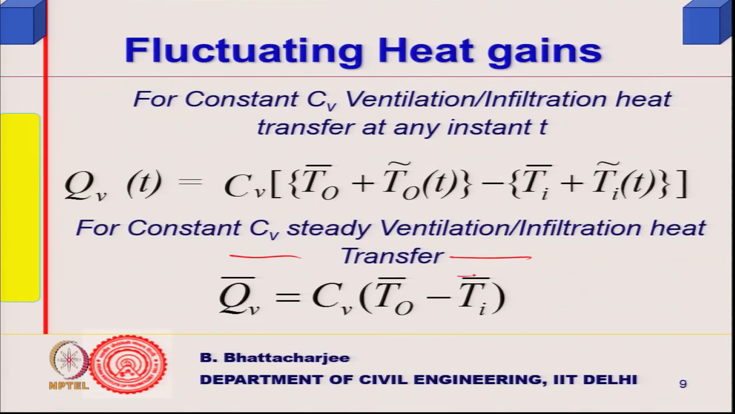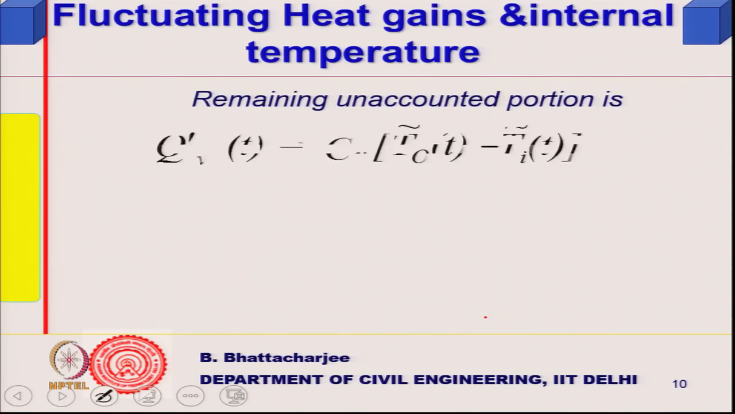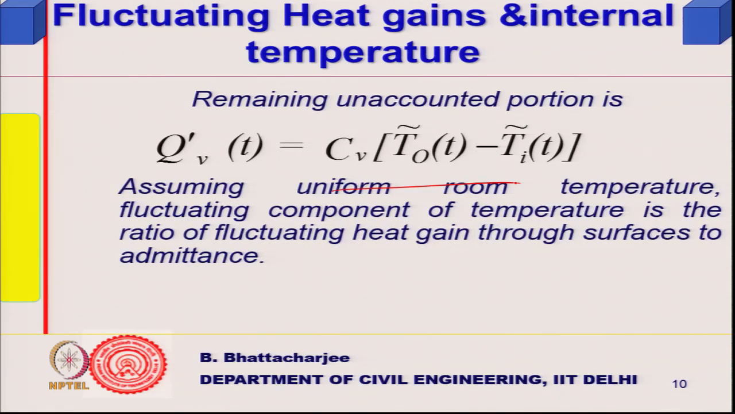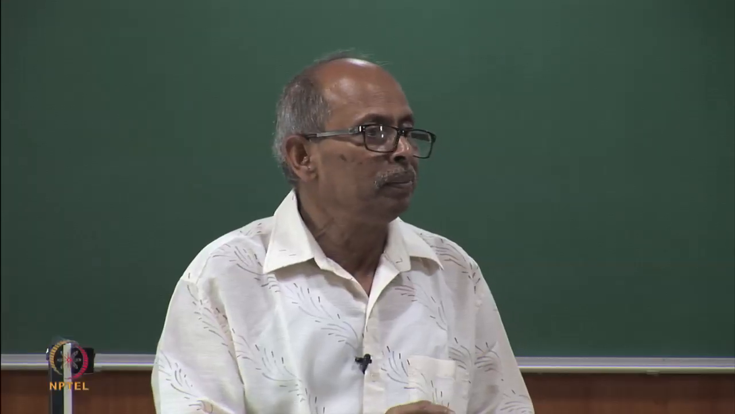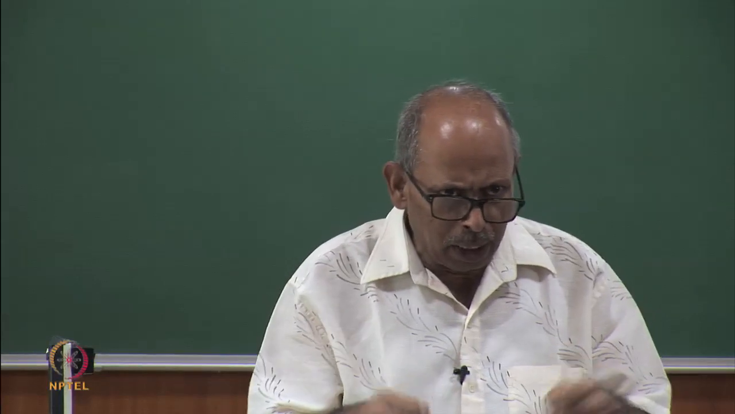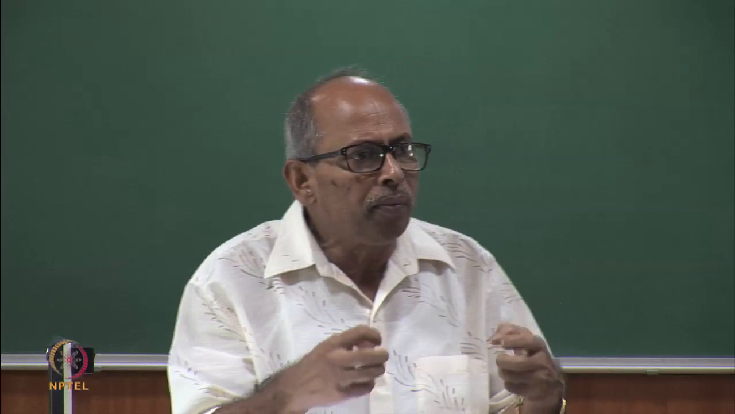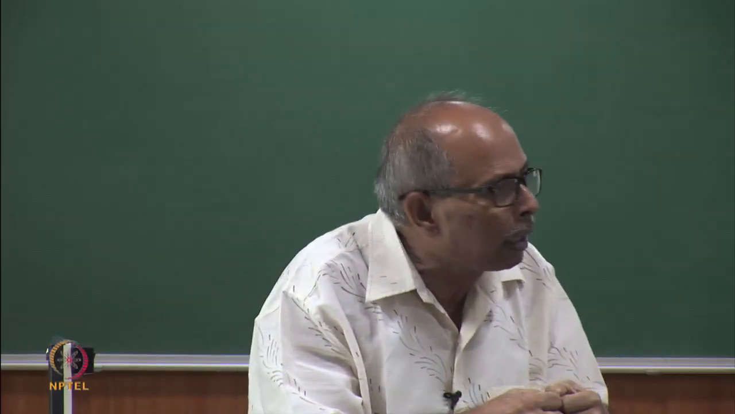For constant CV steady ventilation, infiltration heat transfer was taken like this. The remaining unaccounted portion is this much, and that you must take into account. So, assuming uniform room temperature, the fluctuating component of temperature is the ratio of, okay. So, you take all this into account and sum them up. I will tell you the philosophy; next class I will tell you how to calculate the inside swing. Now, I have given you all the formulas for calculating all the heat that is coming in.